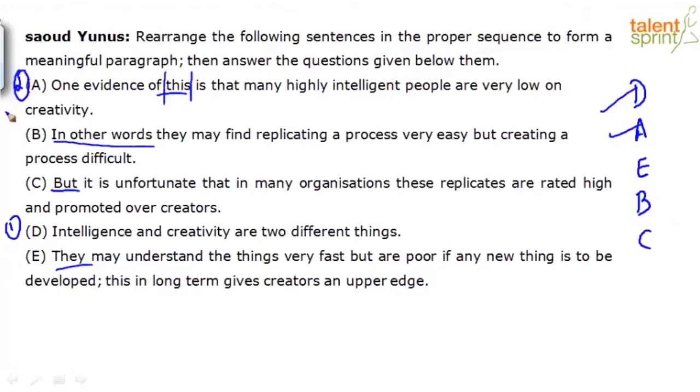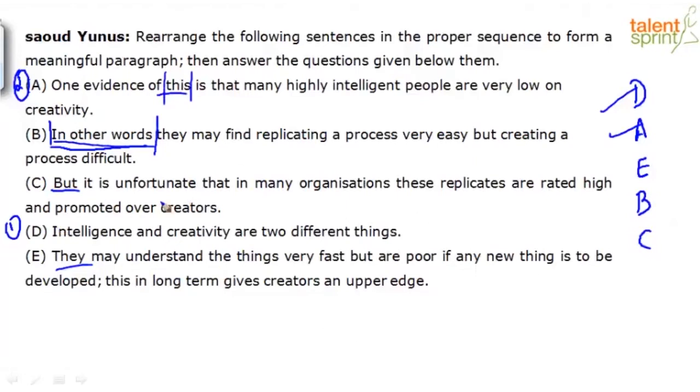Sequence 2. Then I have E, B and C left. Because of this, in other words, there has to be a preceding sentence explaining it, which is in E. They may understand the things very fast, but are poor if any new thing is to be developed. This in the long term gives creators an upper edge, right? And then B explains. In other words, they may find replicating a process very easy, but creating a process difficult. So some of you might think, this may not be the sequence. Maybe you want to put B after D, but because of this clue phrase, in other words, there's an extra additional explanation. So it has to be EB, and also you have a clue, right?